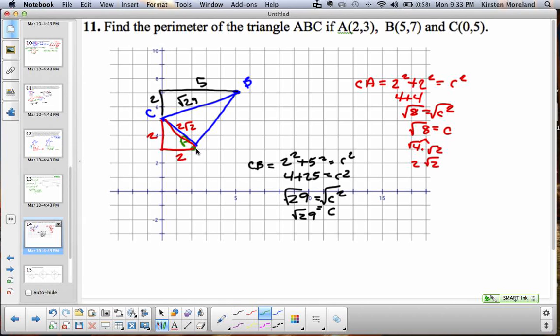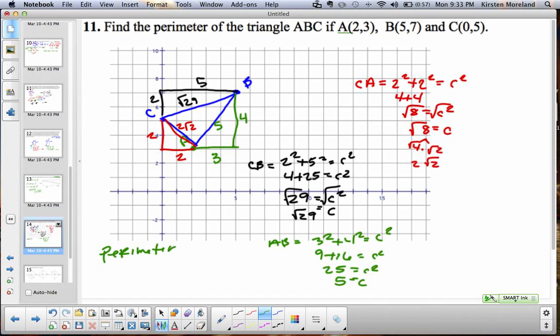And the last distance I'm going to find is from A to B, so drawing a nice right triangle. It's 3 over and 4 up. So to find the length of AB, you're going to do 3 squared plus 4 squared equals C squared. 9 plus 16 equals C squared. So C equals 5. So this distance right here is 5. So then to find the perimeter, all I'm going to do is take square root of 29 plus 5 plus 2 square root of 2.